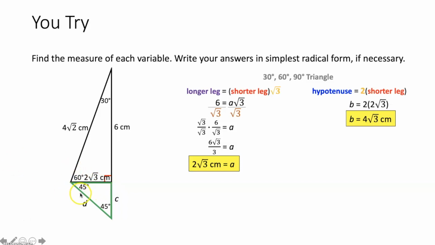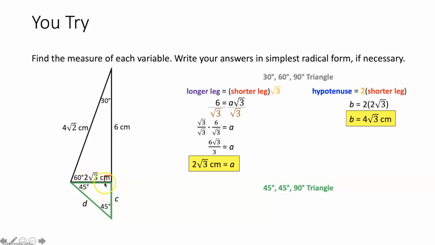So what do we know about a 45, 45, 90 degree triangle? Well, we know that the legs, the sides that are adjacent to our 90 degree angle, are going to be congruent, and the hypotenuse, the side that's opposite our 90 degree angle, is going to be equal to rad 2 times the length of one of the legs. So are we going to find C or D first?